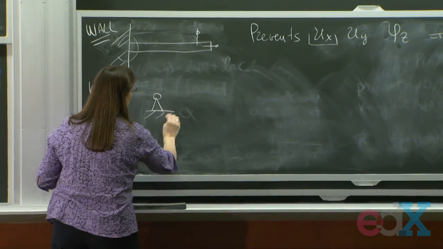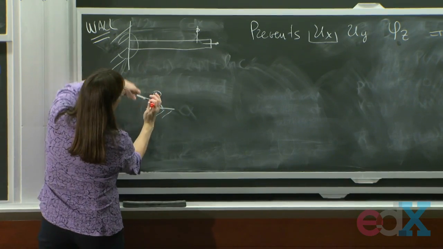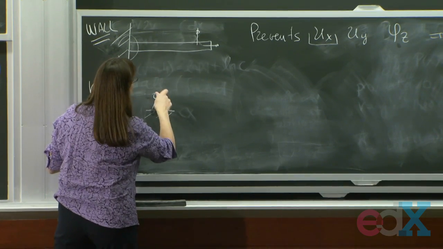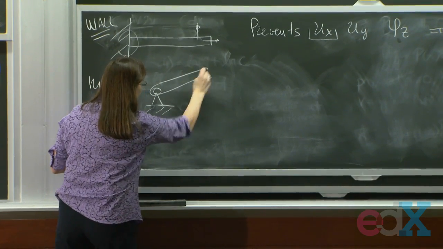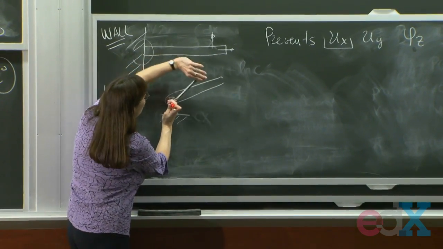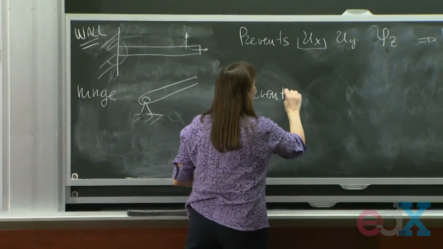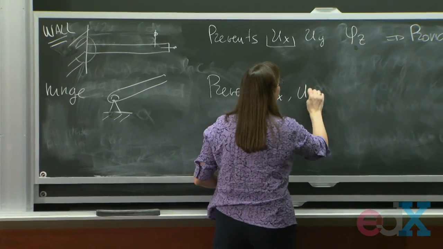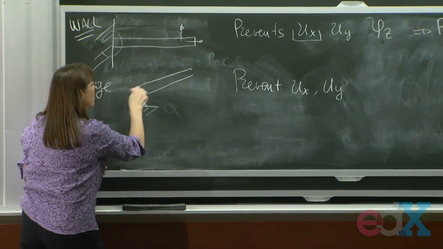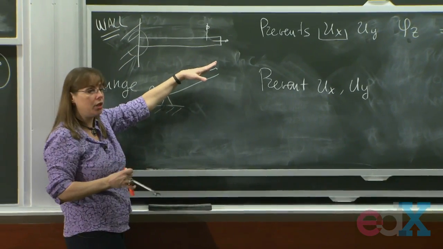We show it like that. So that's my pin right here, attached to the ground. I'm the ground. And the structure is attached to the pin, like that. Here, the pin gives you forces so that this thing cannot go anywhere. So it prevents ux and uy. Notice that it prevents uy at the point where the bar is attached to the pin, so at point A. It does not prevent ux and uy of every other point of the bar.